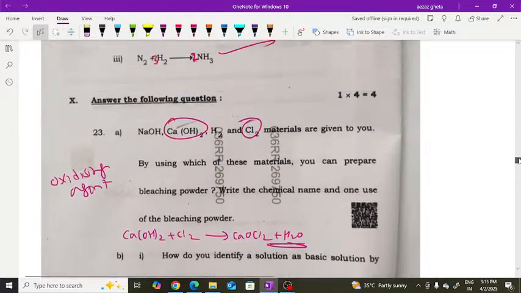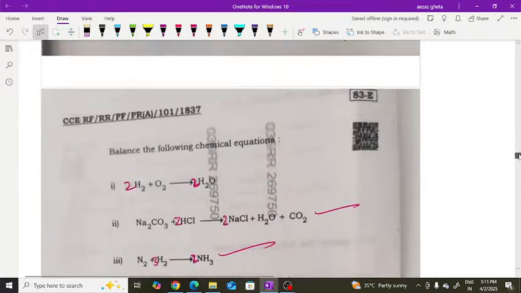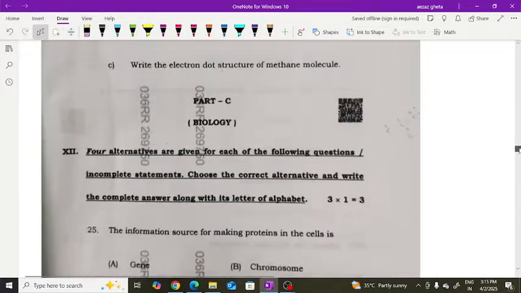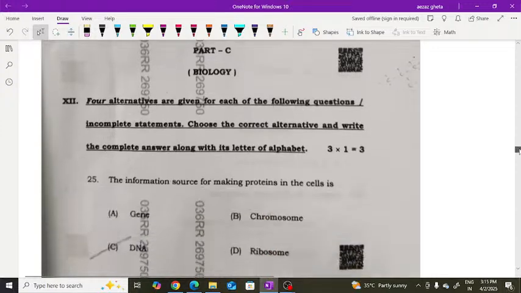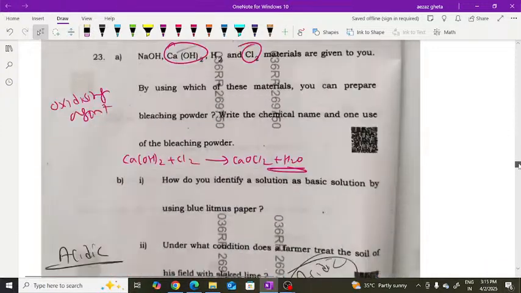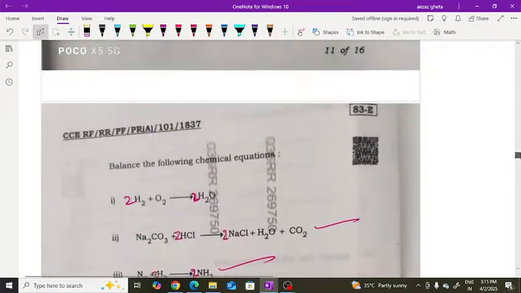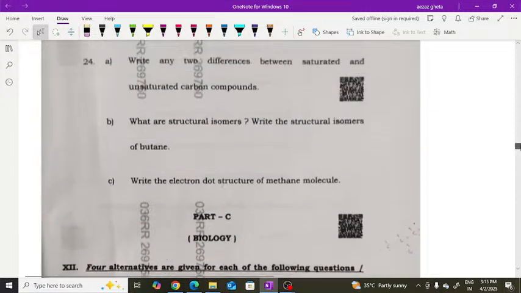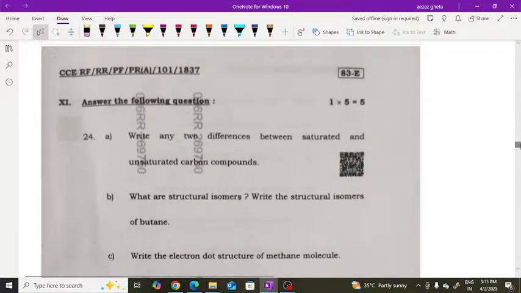Right, my dear students? It all looks easy. Till now we did not get any toughest question. Question 23, 23, 24, now we are waiting. This is the 24th, to increase the pH of soil.